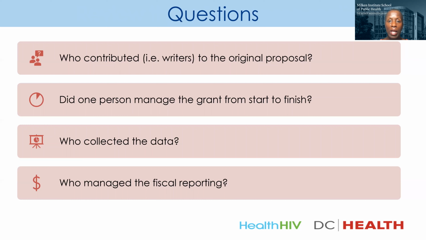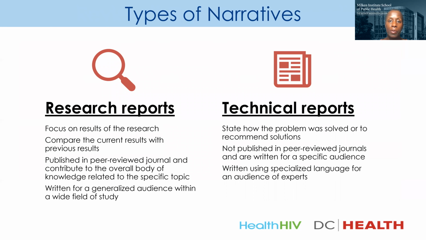Who was the person that reported to your funder on a regular basis, quarterly oftentimes, where the money was, if you were drawing down money in an appropriate manner, all of those things. Who managed the fiscal reporting for your grants?